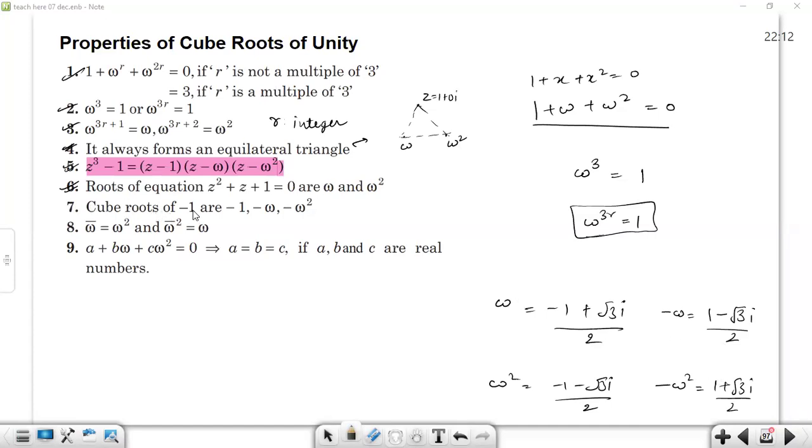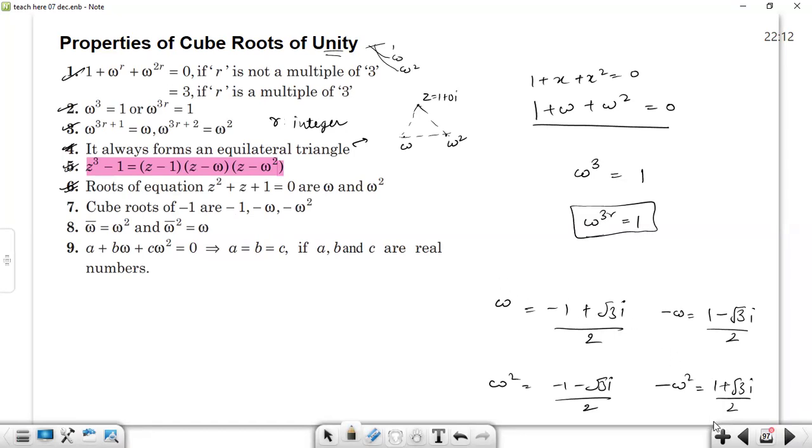Cube roots of minus 1. We have earlier discussed the cube roots of unity, which are 1, omega and omega square. Whereas if we find the cube roots of minus 1, they will be minus 1, minus omega, and minus omega square. So if you want me to explain, let me do it.